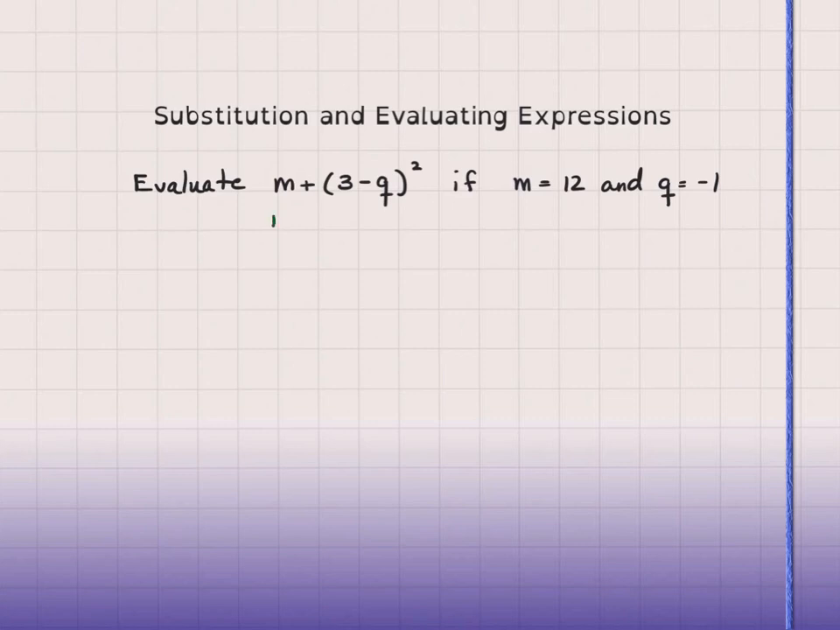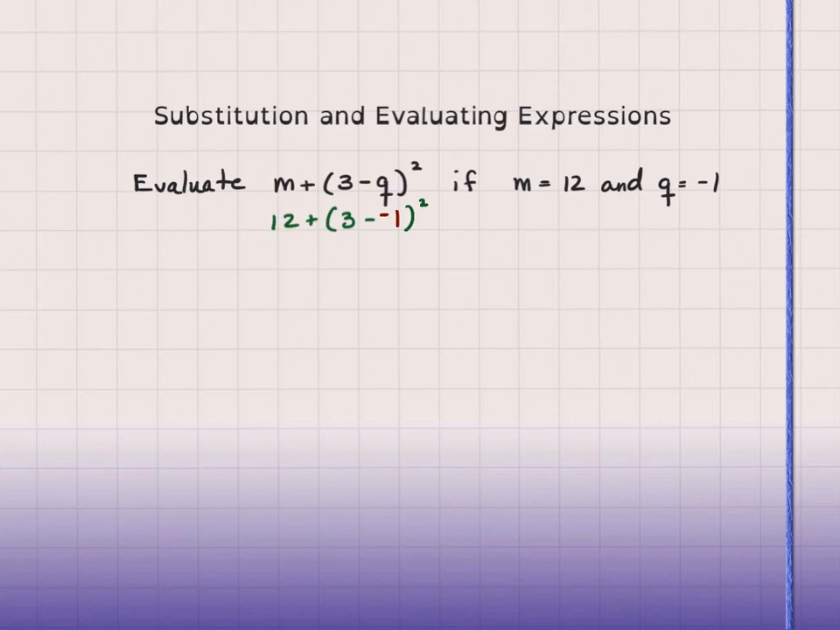Where I see the m, I'm going to put the 12 plus my parenthesis, then 3 minus the value of q. Now be careful here. q is a negative 1. So you're going to show this, and I'll switch colors so you can see it, negative 1 like that. Okay, and then the squared. And now we simply apply order of operations.